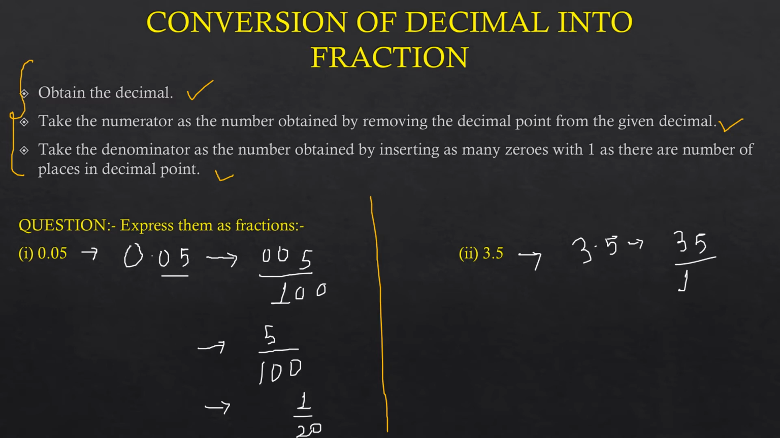The third step says you have to insert zeros. The number of zeros will be equal to the number of decimal places. In this decimal, the number of decimal places is 1 only, because after the decimal point we have only 1 digit. Therefore we will insert one 0 here. So 35 will be written as 35 by 10. This is how we convert decimals into fractions.